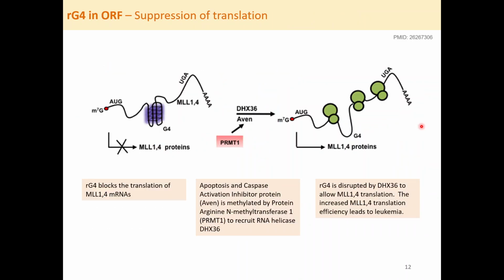In fact, rG4s are found in mammalian mRNAs such as MLL1 and MLL4, known to be involved in chromatin regulation and in leukemias. Here, rG4s in the open reading frames of mixed lineage leukemia MLL1 and MLL4 mRNAs are recognized by AUF1 protein. AUF1 recruits helicase DHX36 to unwind the rG4 in the ORF and facilitates a more efficient translation of MLL1 and MLL4 proteins.